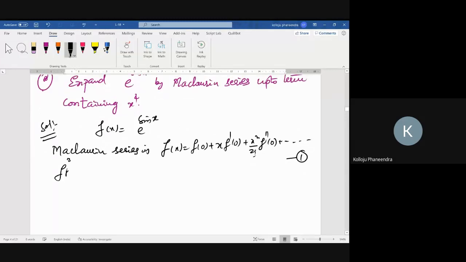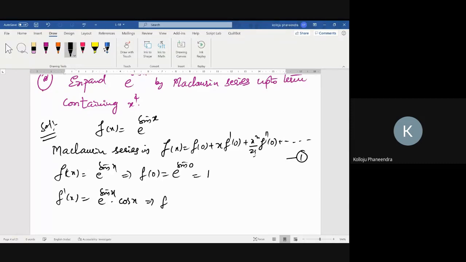First one is f of x equals e power sin x. This is f of 0, e power sin 0. This is 1. Next, f dash x equals e power sin x into the derivative of sin x, which is cos x. So f dash 0: e power 0 is 1 and cos 0 value is 1. So this value is also 1.